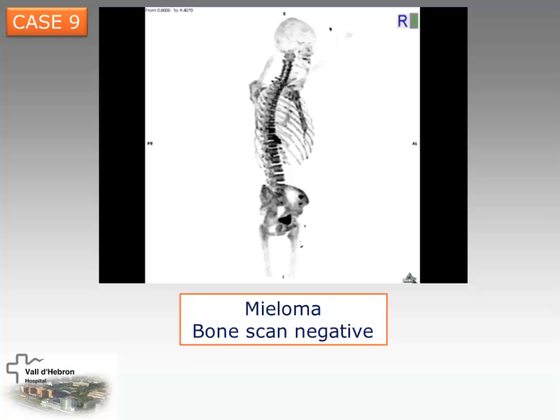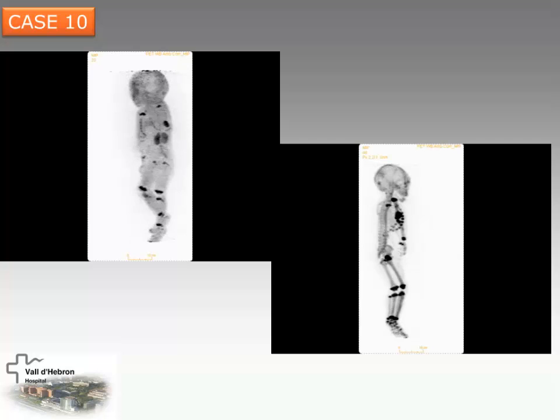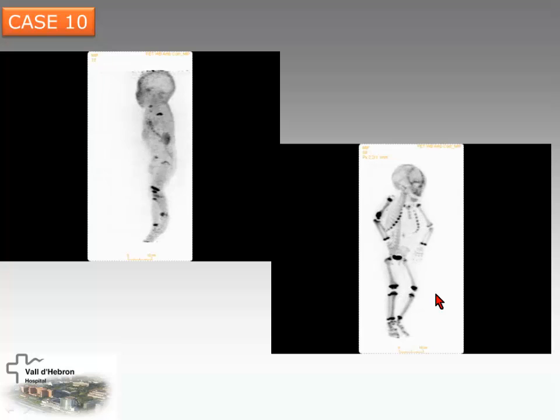And the last case. Half a millicurie of fluorine. Images obtained during the first 3-4 minutes of the whole body without CT, and images obtained 45 minutes after the injection. Here we have obtained these images with 1 minute per bed. And here, 3 minutes per bed.